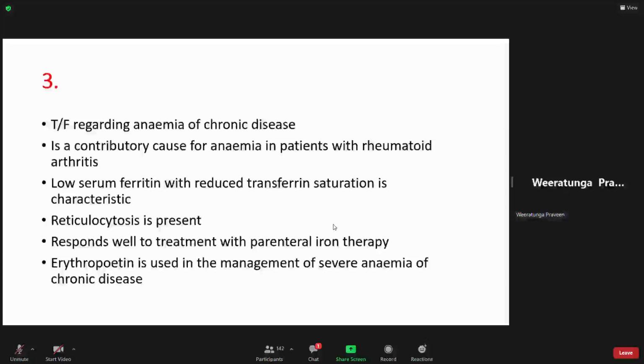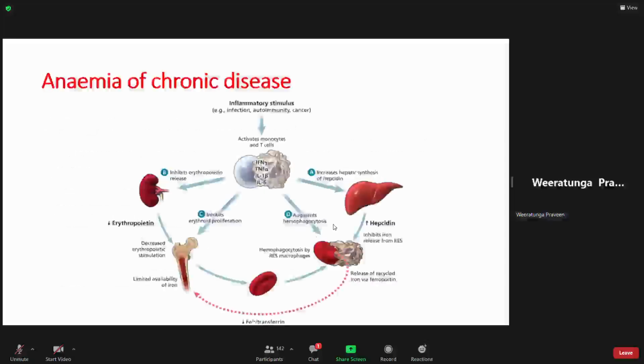there is a role for erythropoietin, because now we understand that the inflammation, as you can see, there is inhibition of erythropoietin release as well as some reduction in the response to erythropoietin, right? So that is what you see. Okay, so now we use sometimes erythropoietin for anemia of chronic disease. Right.